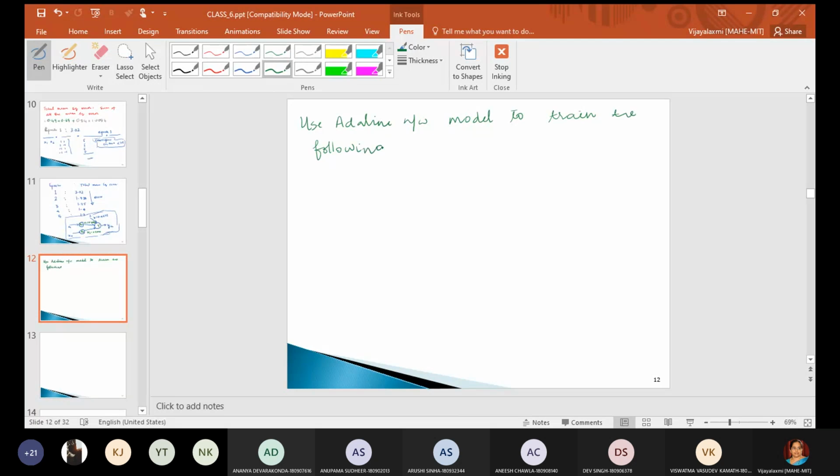To train the following function, which is given in truth table with bipolar inputs and targets. Perform 2 epochs of training.